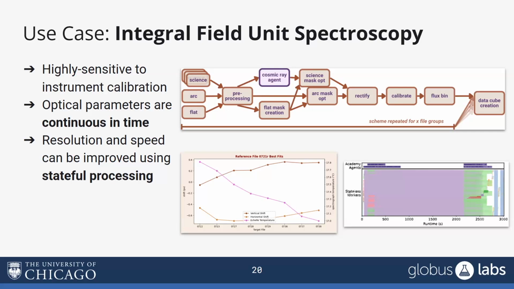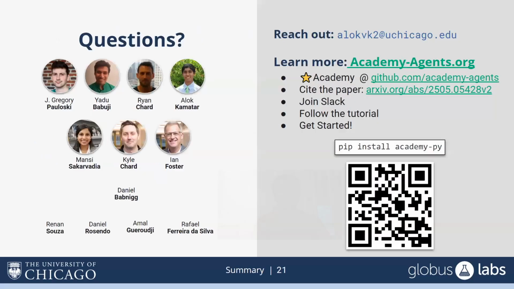Those parameters are continuous in time, and if the task that was estimating those parameters could use the previous parameters to learn how to calibrate future images, we were able to improve both the resolution of the generated images and the speed in which they were processed.